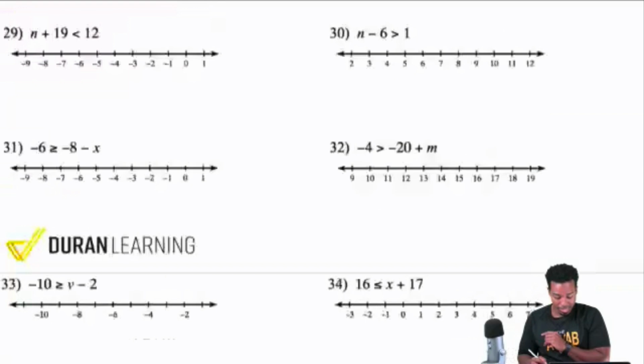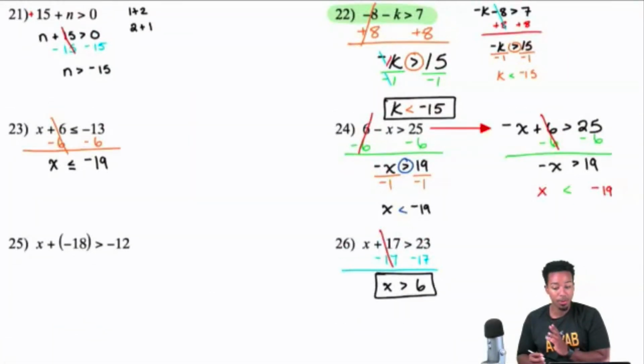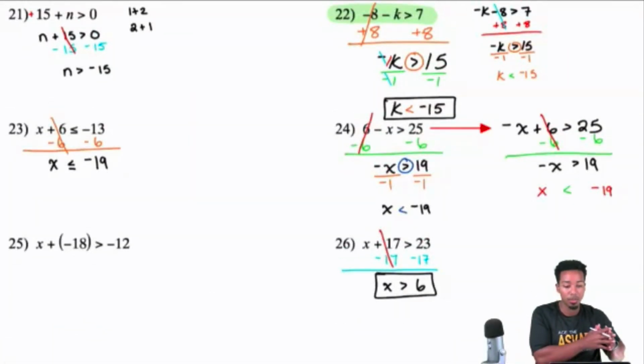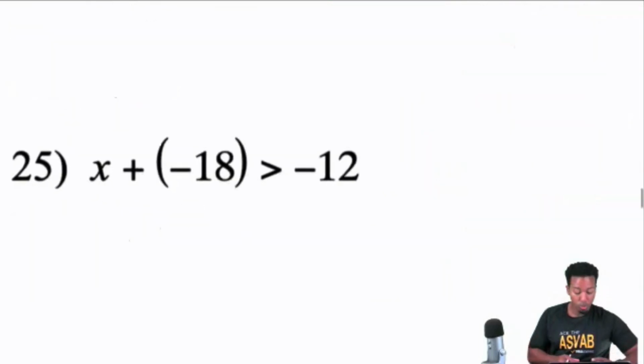So with that said, I want y'all to try these out, and then we're going to go over them. Oh, we got to do 25, actually. Yeah, let's do this one. We'll do 25. I'll give you the opportunity to do the next page, and we'll wrap things up.